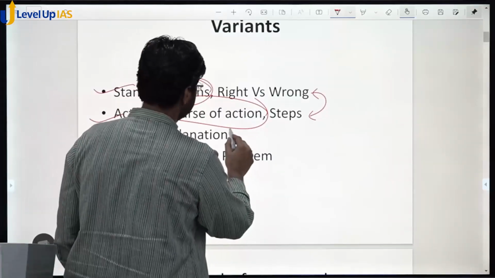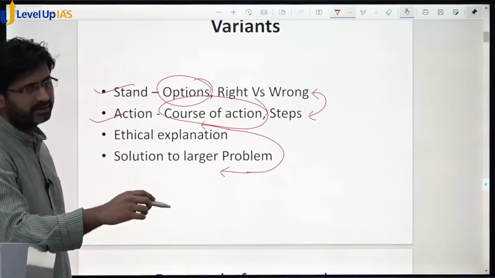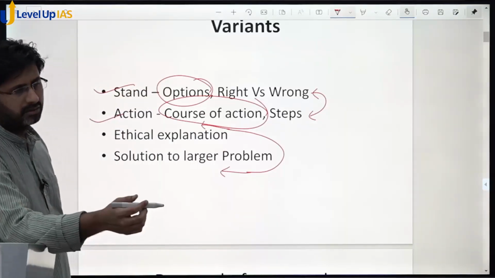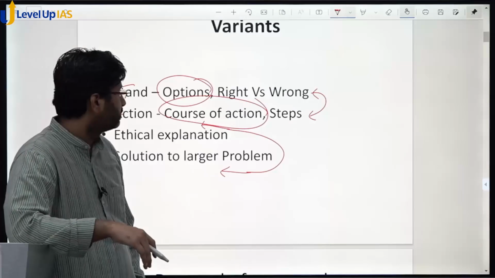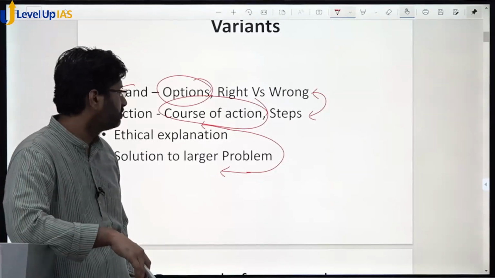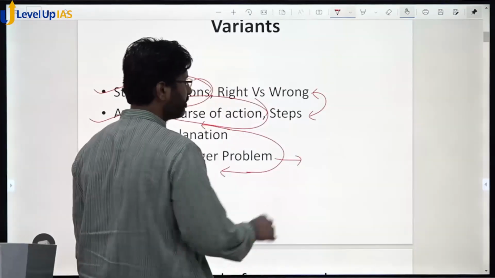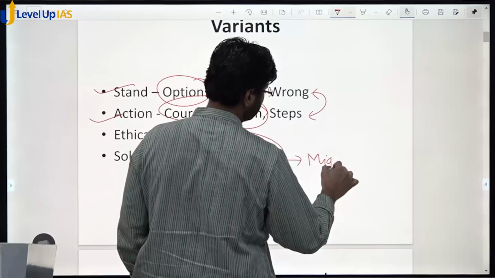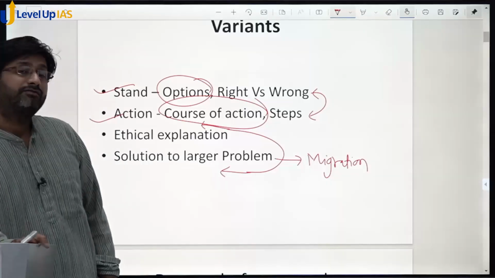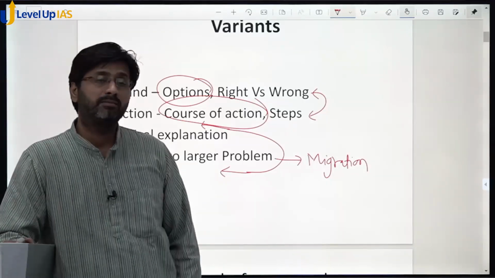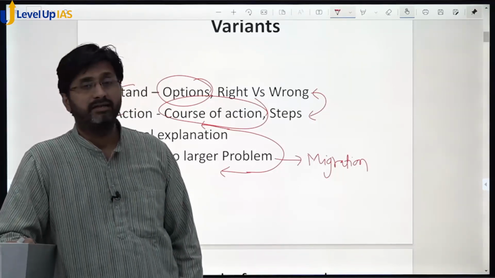Okay, basically these two are not case studies for all, technically they are not case studies, though UPSC clubs them or puts those questions in the case study option, that is ethical explanation and solution to a larger problem. Like for example, migration of youth to cities, and because of which what all ethical and emotional and otherwise problems are getting created for the senior citizens staying back in villages.